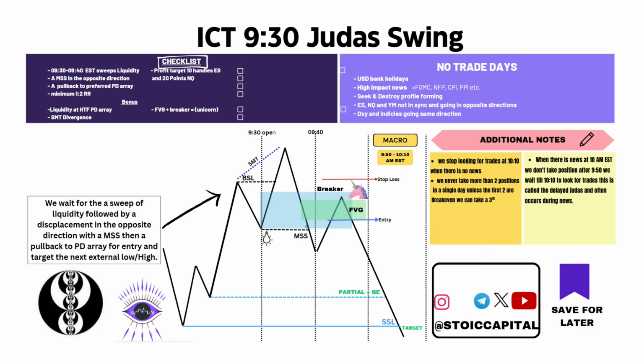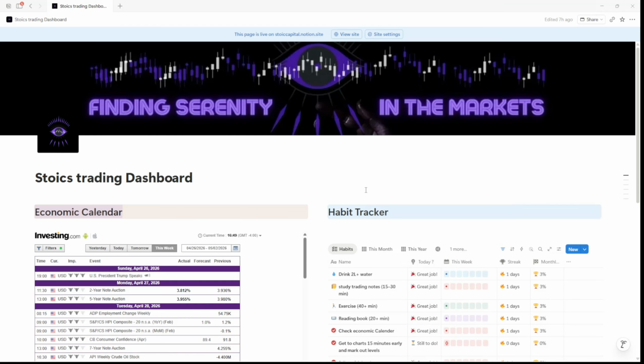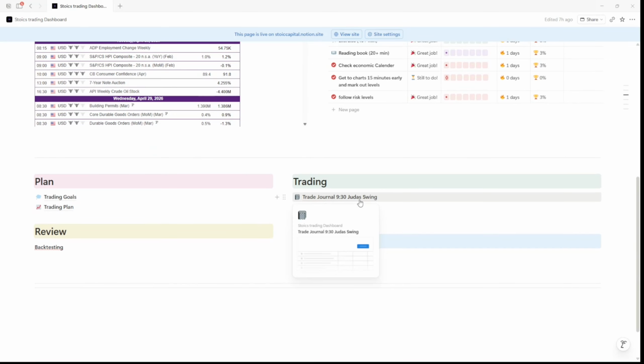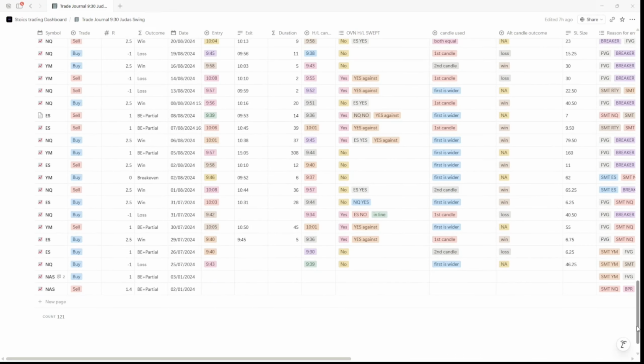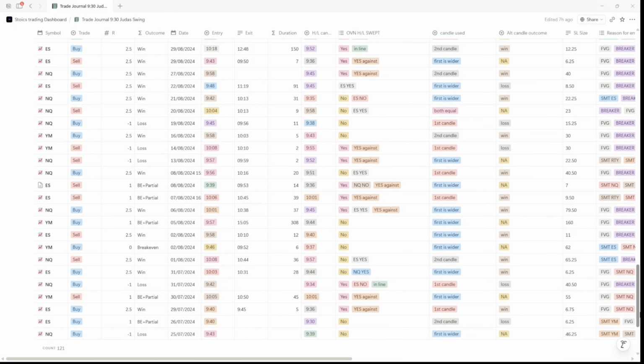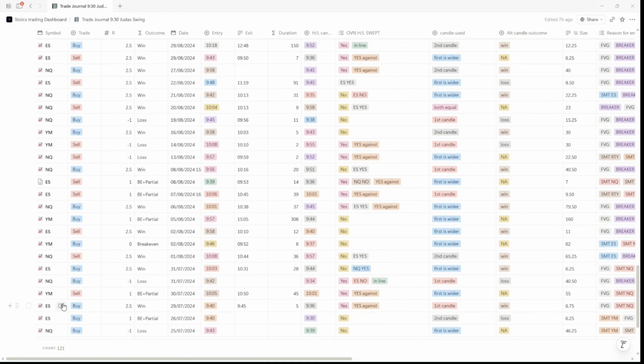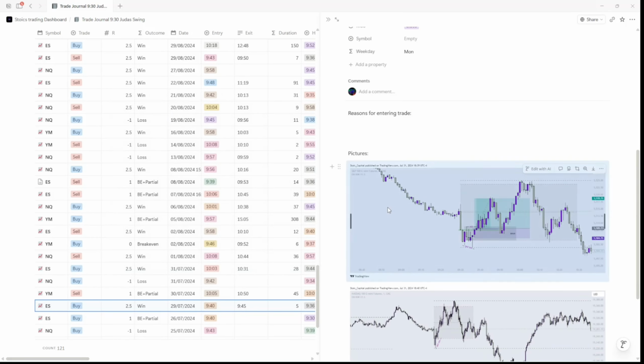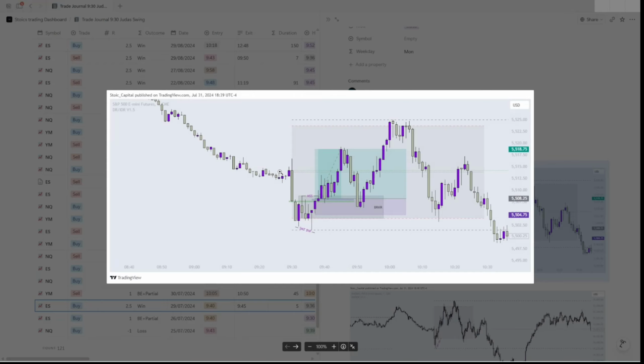Okay, so here we are in my Notion trading journal. Gonna go over a few examples, so let me go down to the 9:30 Judas Swing. We'll look at an example from 2024. I think this is the first one that we recorded. Okay, so this is on SPX. You can see that we're at the market open. Then we had first impulse going down, slight pullback, and a second impulse.